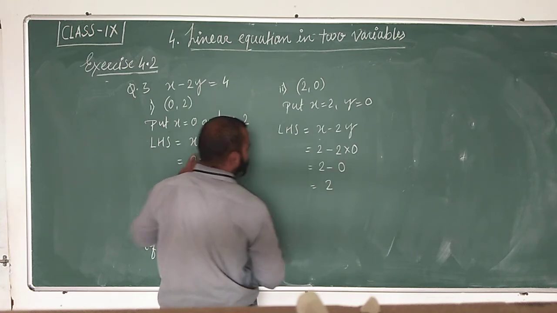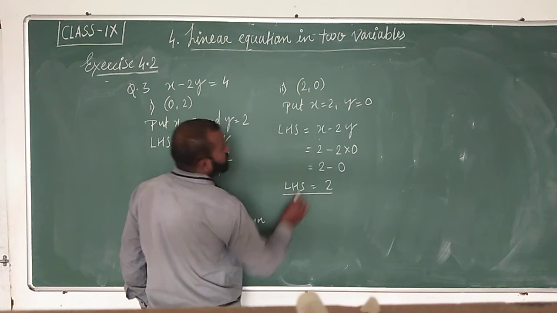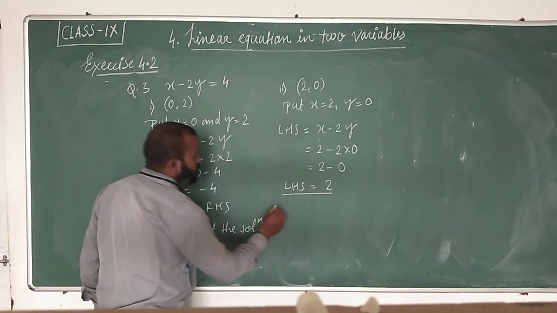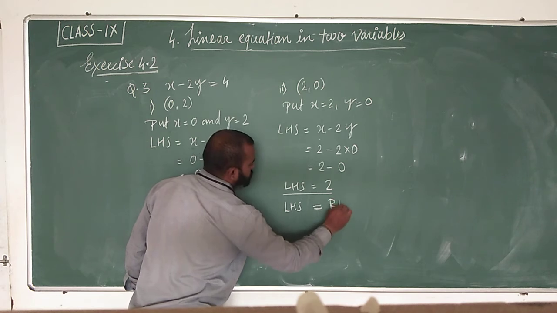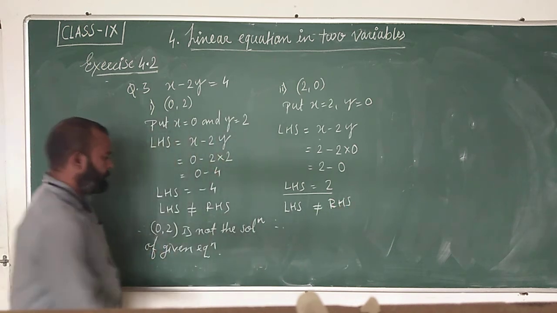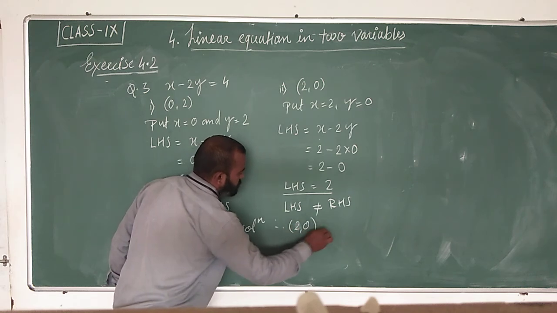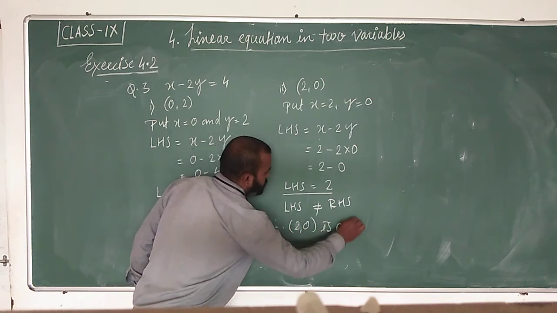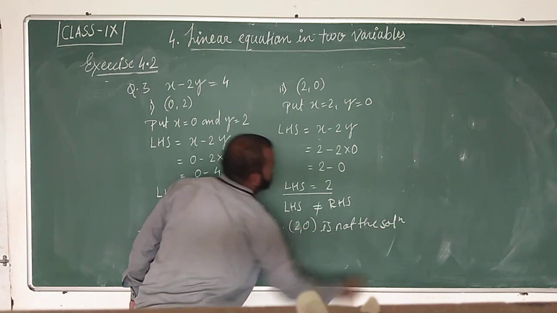But what is RHS? 4. So here also LHS is not equal to RHS. Therefore (2, 0) is not a solution. Okay, now checking the third one, or I will check the fourth one directly.